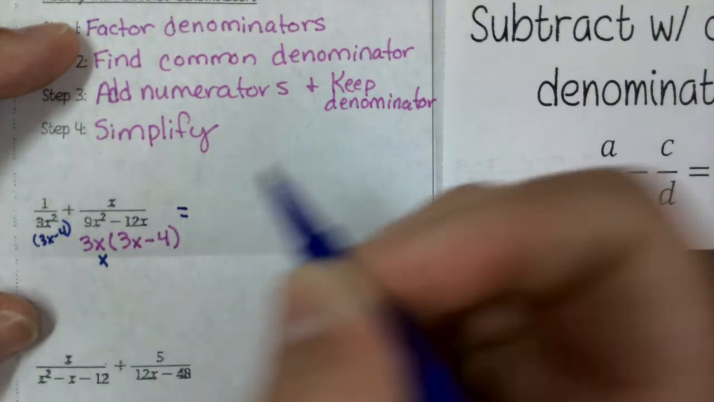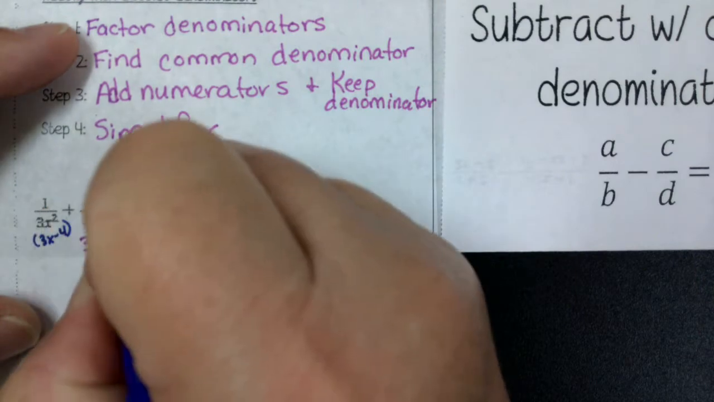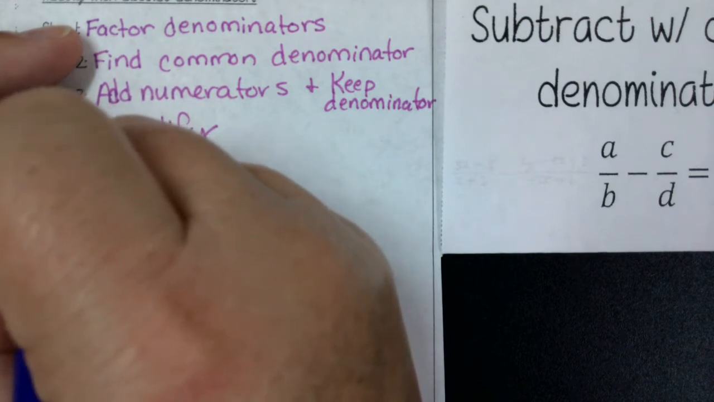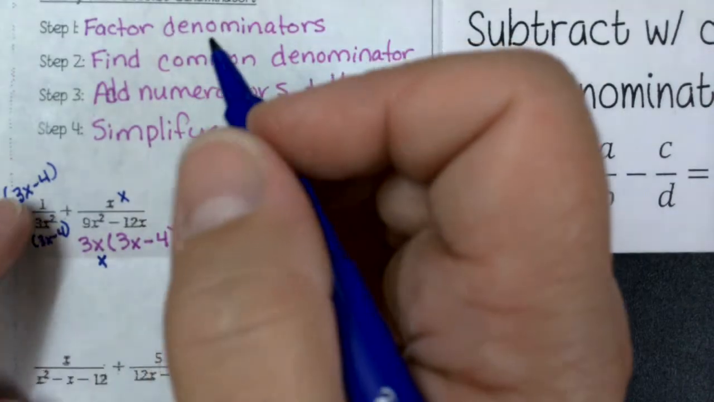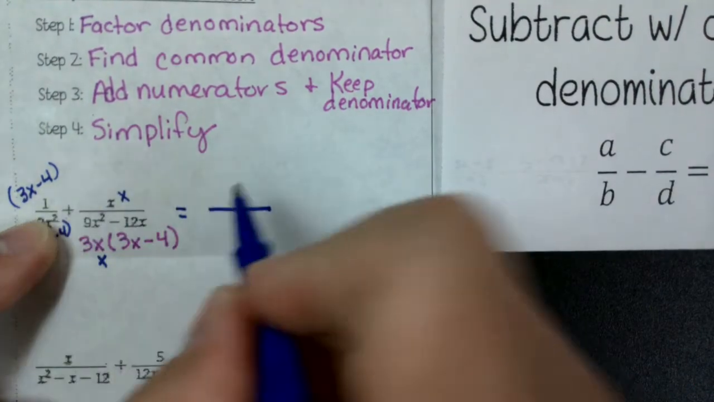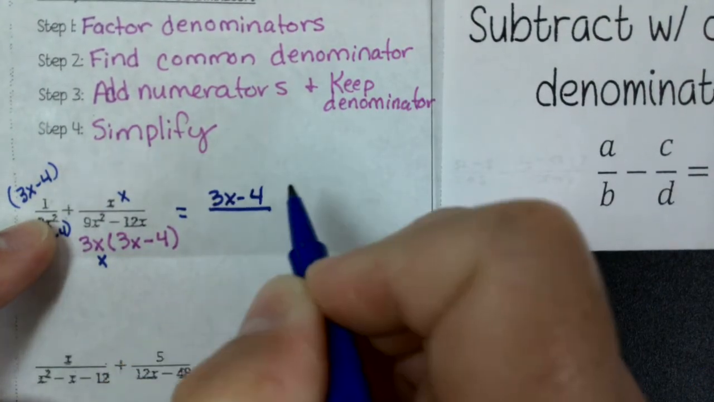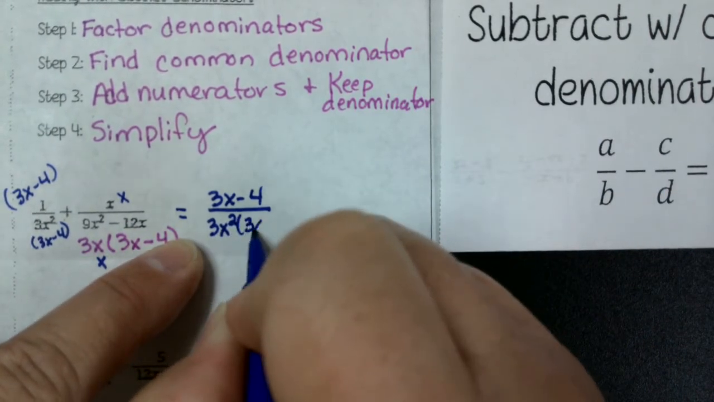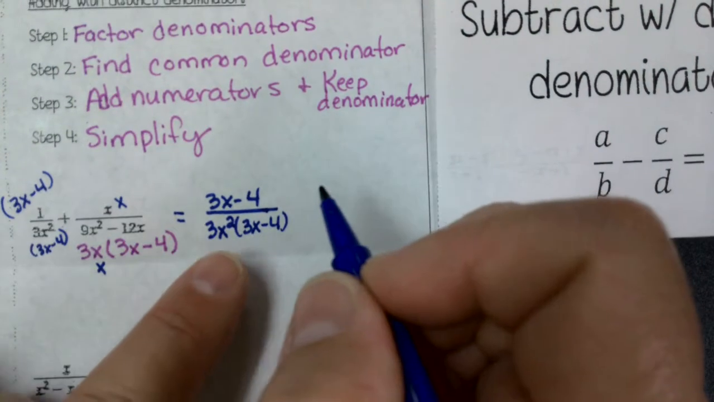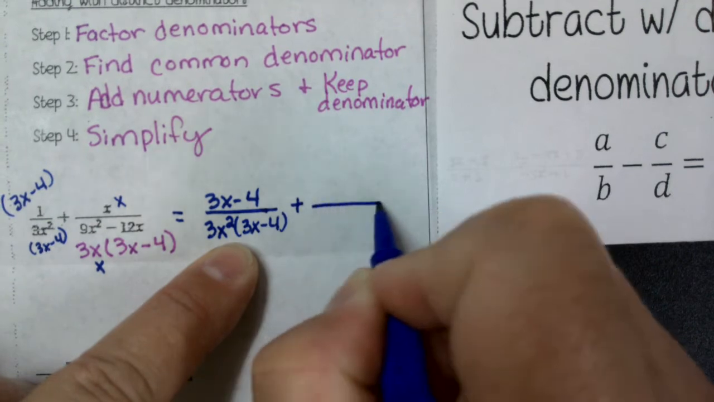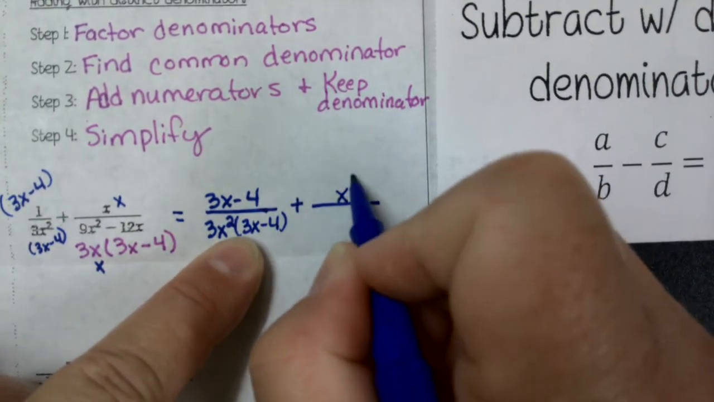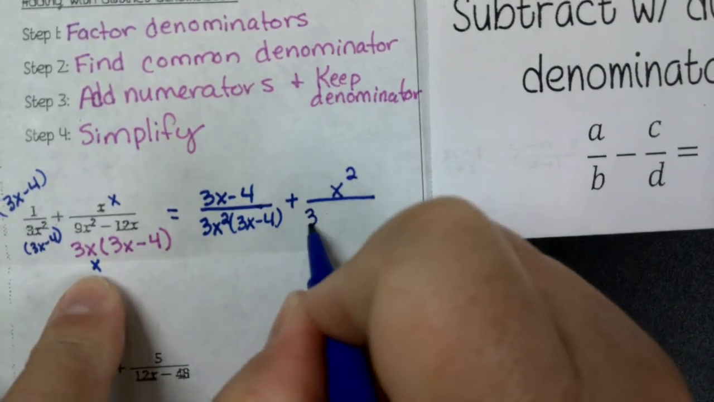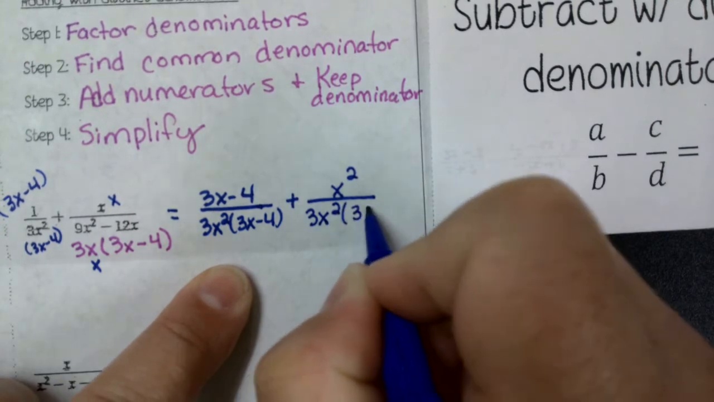So let's take a look over here. If I multiply the denominator and the numerator by x here, and the denominator and the numerator by 3x minus 4, this is what I'm going to get. 1 times 3x minus 4 is 3x minus 4. 3x squared times 3x minus 4, I'm just going to leave that. I don't need to multiply that out. Plus, x times x is x squared. And then again, in this denominator, I have 3x squared times 3x minus 4.